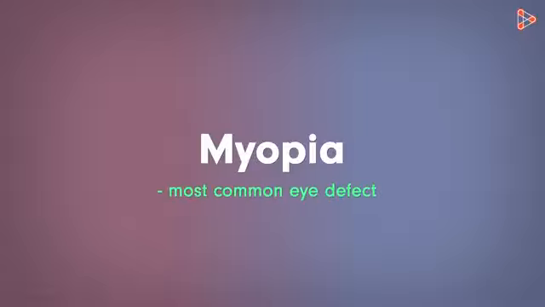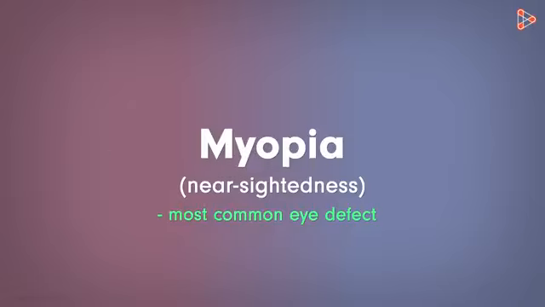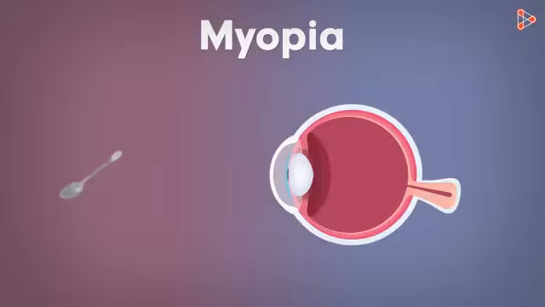Let's start with myopia first. It is one of the most common eye defects and it's also called nearsightedness. It's a condition of the eye in which the nearby objects are visible clearly, but the distant objects are blurry.